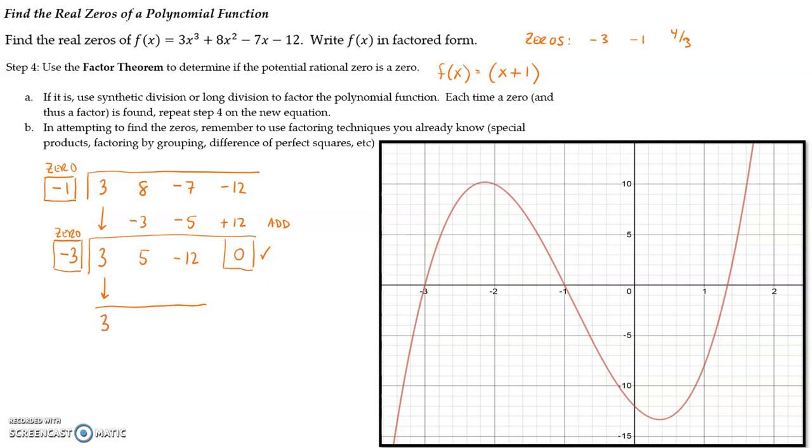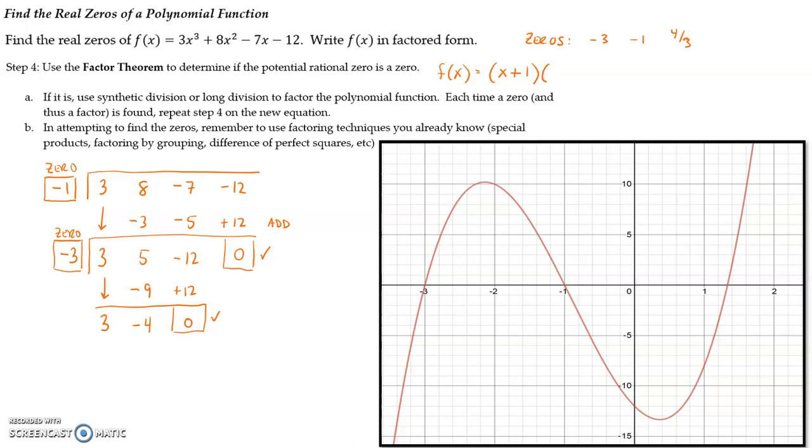We'll drop down our 3 to start it. And we'll multiply. -3 times 3 is a -9. When we add straight up and down, we're going to get -4. We'll multiply here to get +12. And when we add straight up and down, we're going to get 0. And that's what we were looking for. We wanted it to divide out evenly. Right, so we've proved that -3 is a 0.